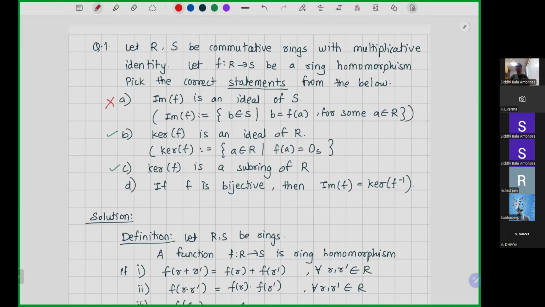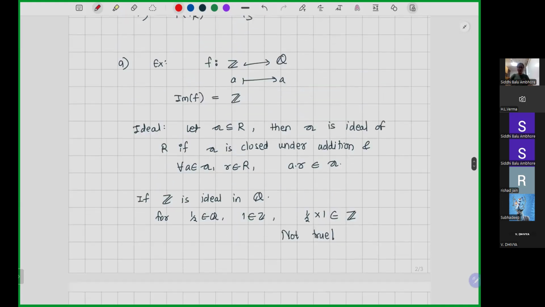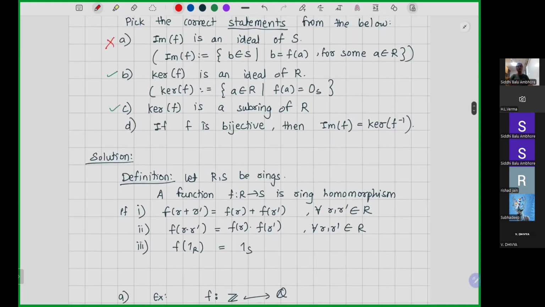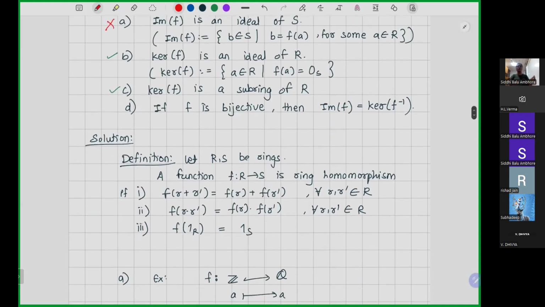Okay, any doubts here? Please feel free to unmute or ask in the chat. Otherwise, I will move further to discuss the second part of this question, or B part of this.